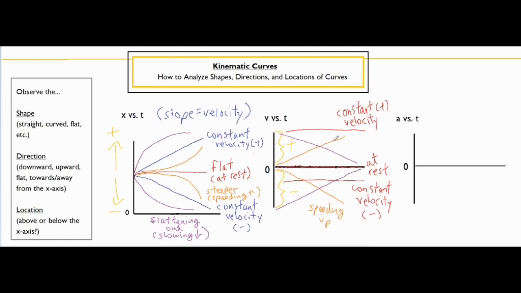As long as it's moving away from 0, this is getting progressively faster in the positive direction. And for this orange line over here, it's getting progressively faster in the negative direction. Same thing with slowing down. You can have a positive slope or a negative slope.